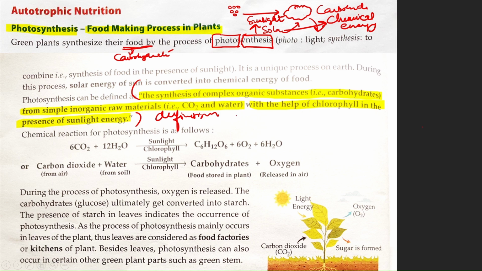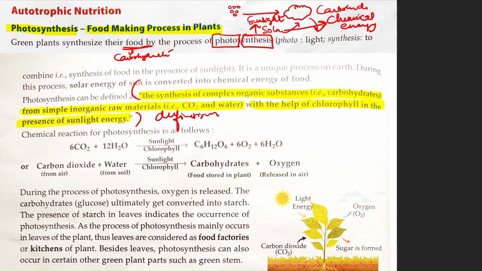The chemical reaction for photosynthesis is as follows. 6 CO2 plus 12 H2O, in the presence of sunlight and chlorophyll, gives C6H12O6 plus 6 O2 plus 6 H2O. In words, carbon dioxide plus water in the presence of sunlight and chlorophyll gives carbohydrates plus oxygen. Carbon dioxide is from air, water from soil, sunlight of course from the sun, and the plant has chlorophyll. Carbohydrates are stored in the plants, and oxygen is released into the air. So during the process of photosynthesis, oxygen is released.